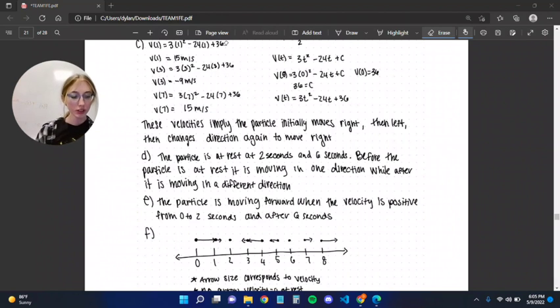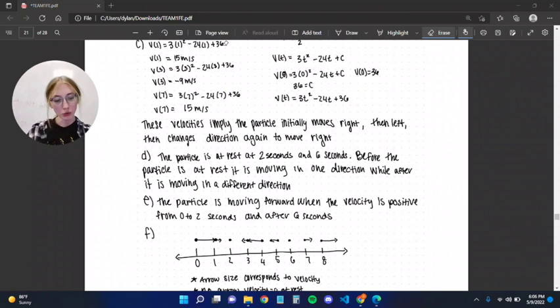And then for D, it's asking when the particle is at rest. So we just used Desmos, plugged in the velocity function, and looked at when it crossed the x-axis, which was at 2 and 6 seconds. So before it was at rest, it was moving positive, just slowing down, and then at rest.